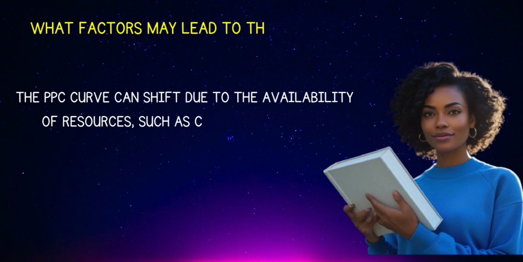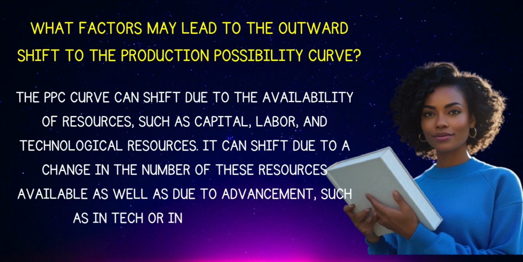What factors may lead to the outward shift to the production possibility curve? The PPC curve can shift due to the availability of resources, such as capital, labor, and technological resources. It can shift due to a change in the number of these resources available as well as due to advancement, such as in tech or in educated labor.